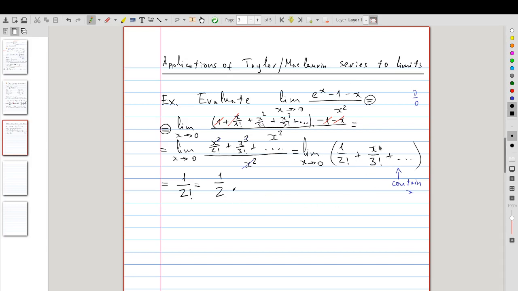So it is interesting to compare how this works out as compared to the standard method, which in this case would be applying L'Hopital's rule. So you would have to apply L'Hopital's rule twice to arrive at the same answer. So if you're proficient with series and you remember the expansion for e to the x, using this approach to evaluate the limit may even be faster.